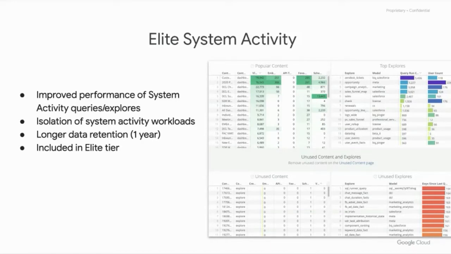As part of this, we've also used this new store as a way of increasing the data retention for system activity. Instead of the 90 days of system activity retention that we've had before, with Elite System Activity, we retain data for 1 year. This allows you to do more detailed trending analysis. So, for example, looking at how usage has changed over time that can help with forecasting or identifying content that could be removed that hasn't been used in a very long time.